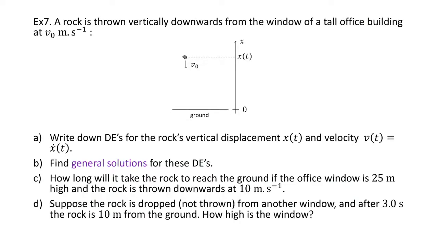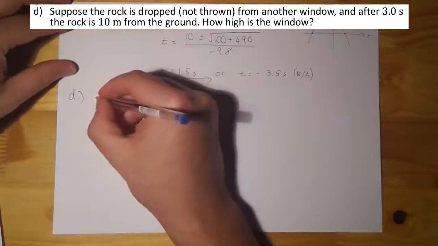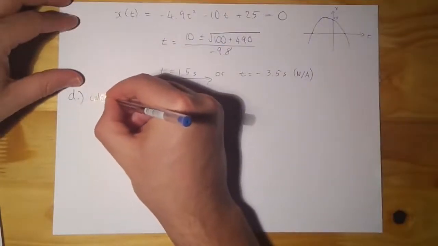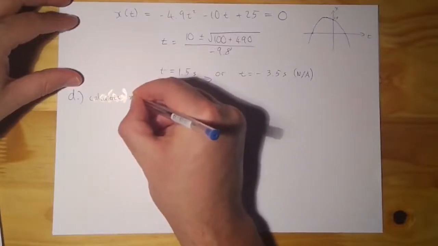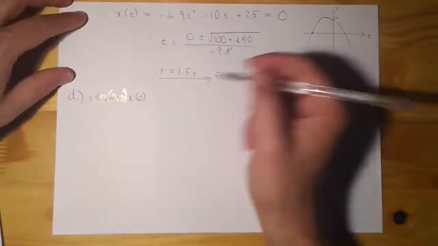Okay, so now for D, we have to suppose that the rock is dropped, not thrown, from another window and after 3 seconds the rock is 10 meters from the ground. Okay, so this is a different scenario, and we ask how high is the window, so from which it is dropped. All right, so we've got to calculate x of 0.